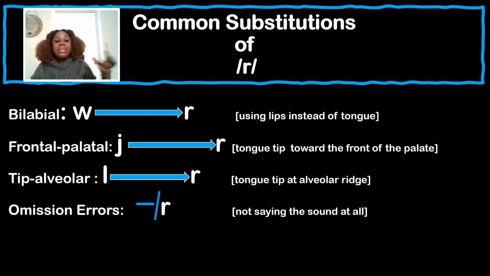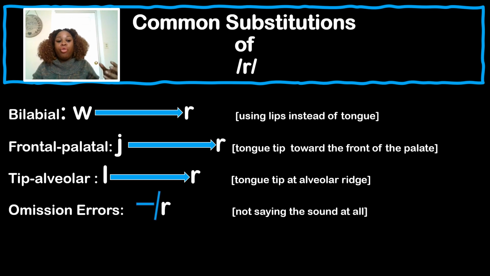Here are some common substitutions for R. As you will see, it's almost the same thing because, like I told you, these are liquid sounds where the manner of articulation is pretty much the same: some part of the tongue is curled up or the tip is going up, the air is going over the sides, and there's vibrating. So again, instead of saying the word red, they may say wed, because they're using their lips, bilabial, instead of their tongue to get an R sound.